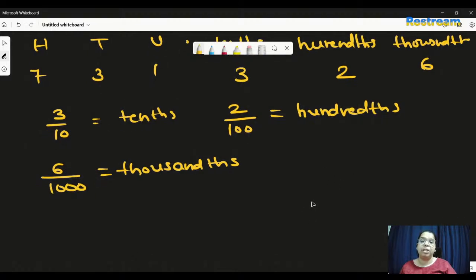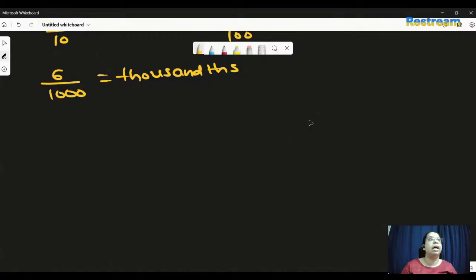You have to remember this because sometimes they will say it is 4 thousandths, so it is 4 over 1000, something like that. Now let's take a tricky number like 5040. So a lot of zeros.